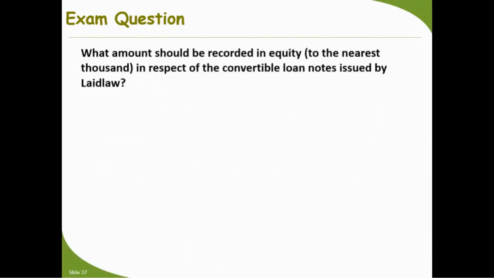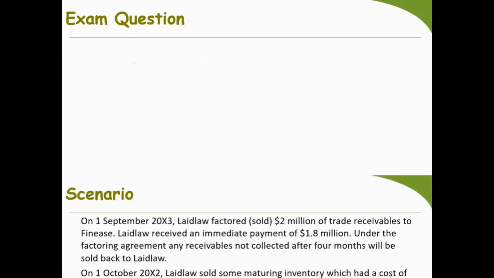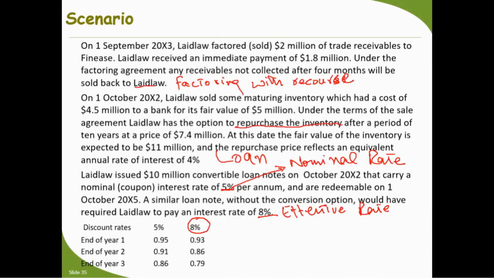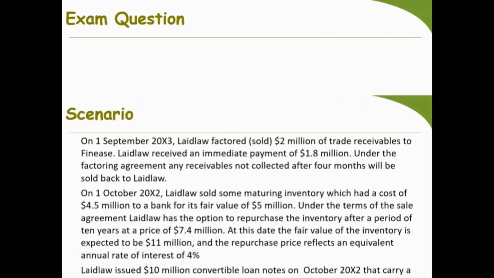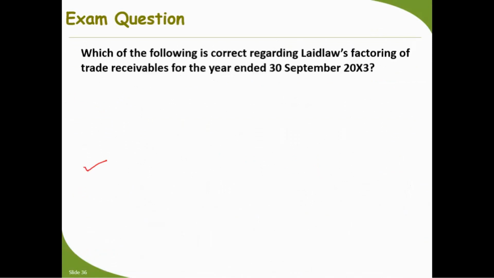Now move to the next question. Which amount should be recorded in equity in respect of the convertible loan notes issued by Laidlaw? The loan amount is 10 million, issued on 1st October 2002, carrying a nominal interest rate and redeemable on 1st October 2005. Till 2003 is 1, 2004 is 2, and 2005 is 3 years. It's a loan for a 3 year time period. Now 10 million is the amount, the nominal rate is 5% and the discount rate is 8%.